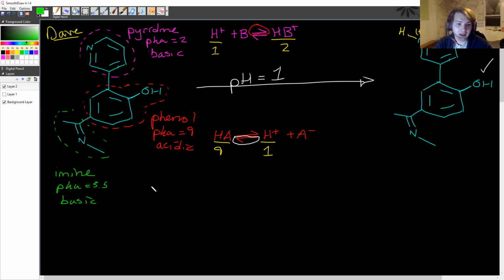Finally, for the imine, we know an imine is basic, so we're going to be choosing the basic equilibrium equation. This has a pH of 1. We're going to label this with the pKa of 12.5. Mother Nature will do the thing that she's best at, and so this imine is going to be protonated, which is why it is H plus.